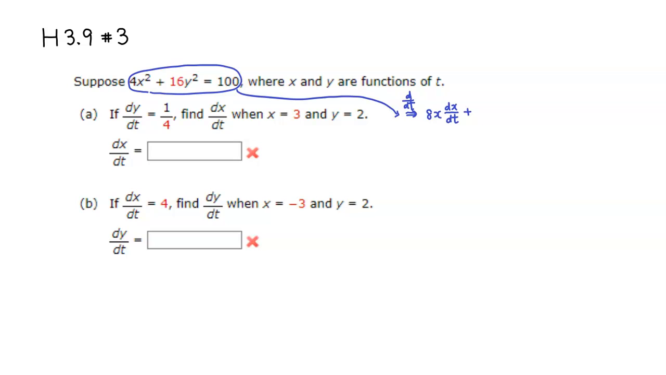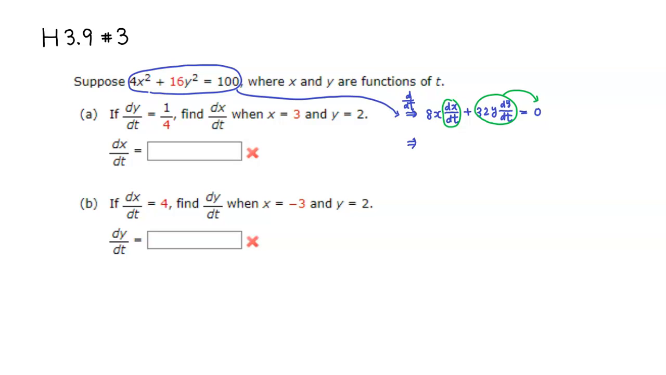And the derivative of 16y squared would be 32y, then you have to multiply by dy over dt, is equal to the derivative of 100, which is 0 because it's a constant. Since we are looking for dx over dt, this is the term we're interested in, so I'm going to isolate that. First, I'm going to move this second term over to the other side.